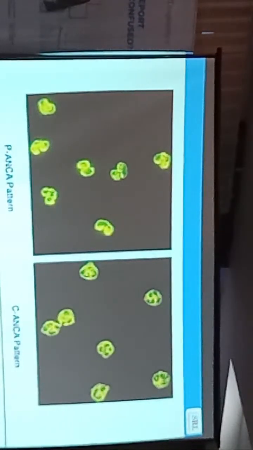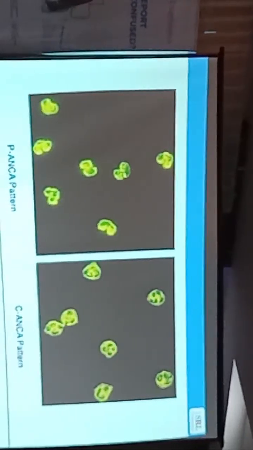See, in the C ANCA, you can see the cell border of the cell. Cell border is there. Inside, the nucleus is negative. Cytoplasm is positive. It is the cytoplasmic pattern.